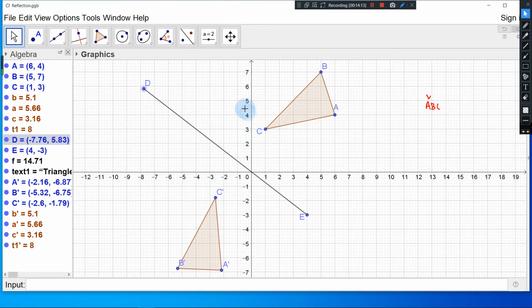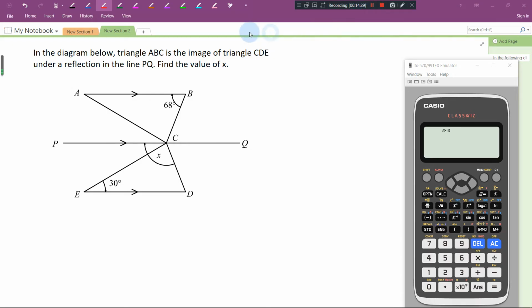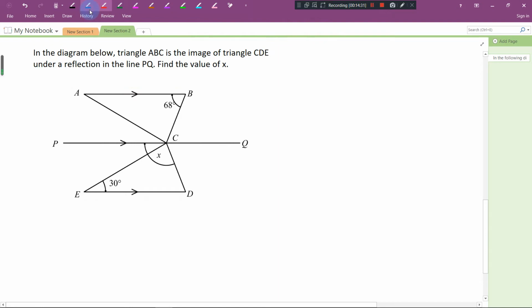So remember, before you use the method that I told you just now, make sure this straight line, this axis of refraction, is 45 degrees. If it is not, you can actually use your compasses to help you get the answers. Okay, let's try one more question.